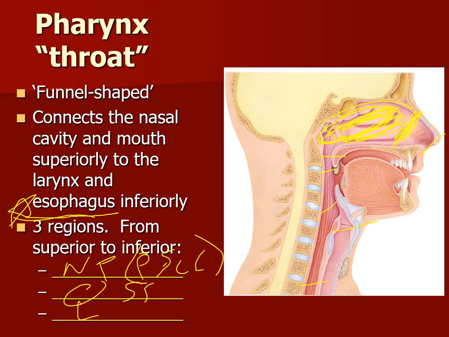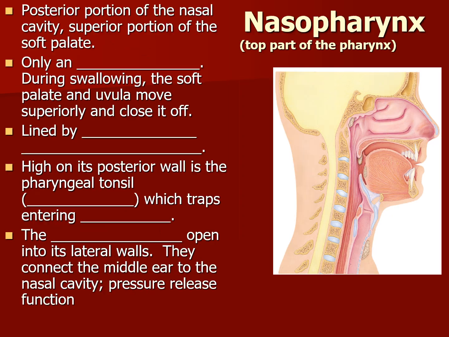So the Nasopharynx, let me switch to purple. Nasopharynx is up here, right? Your Oropharynx goes down here. Oropharynx. And your Laryngopharynx or Hypopharynx is down here. Right, so we're looking at sort of where those are located from the side view. So let's talk about the Nasopharynx first.